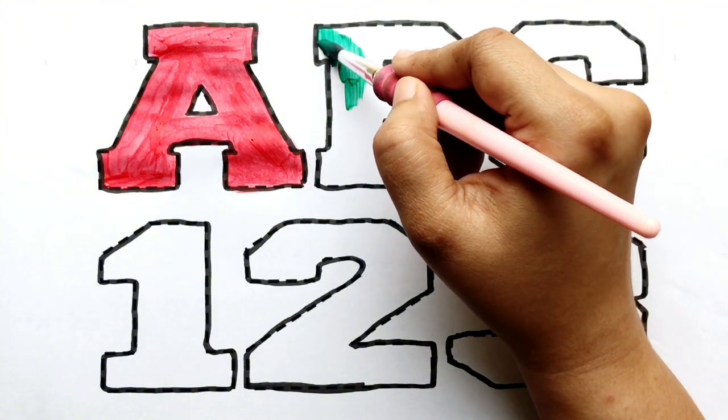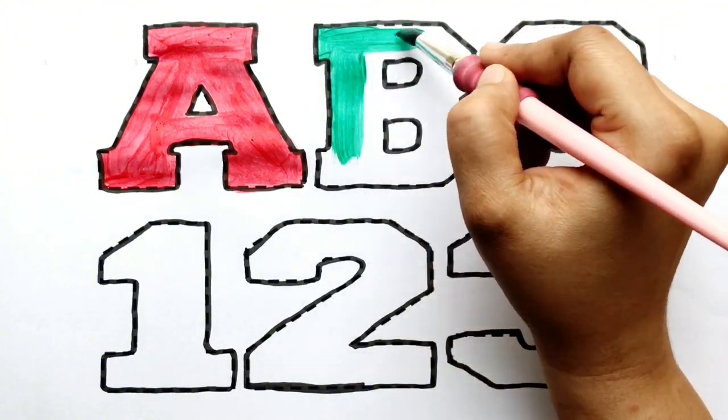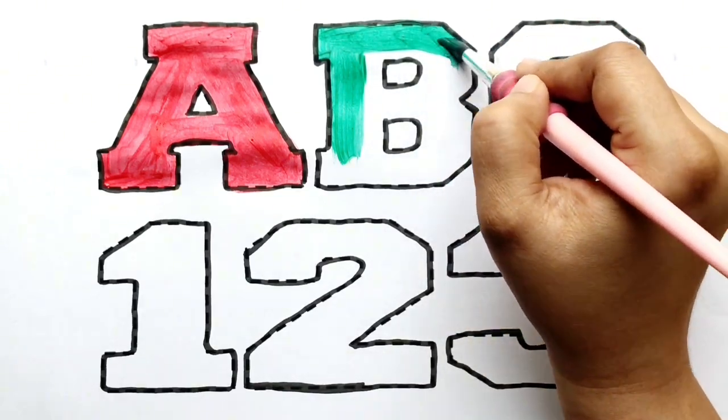Green color. Uppercase letter B. B for bat ball.